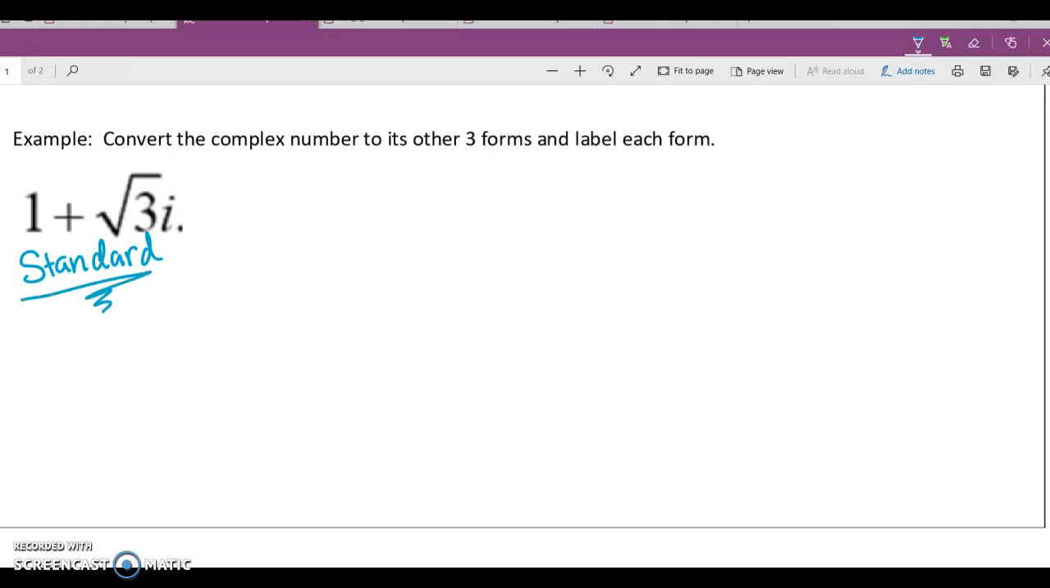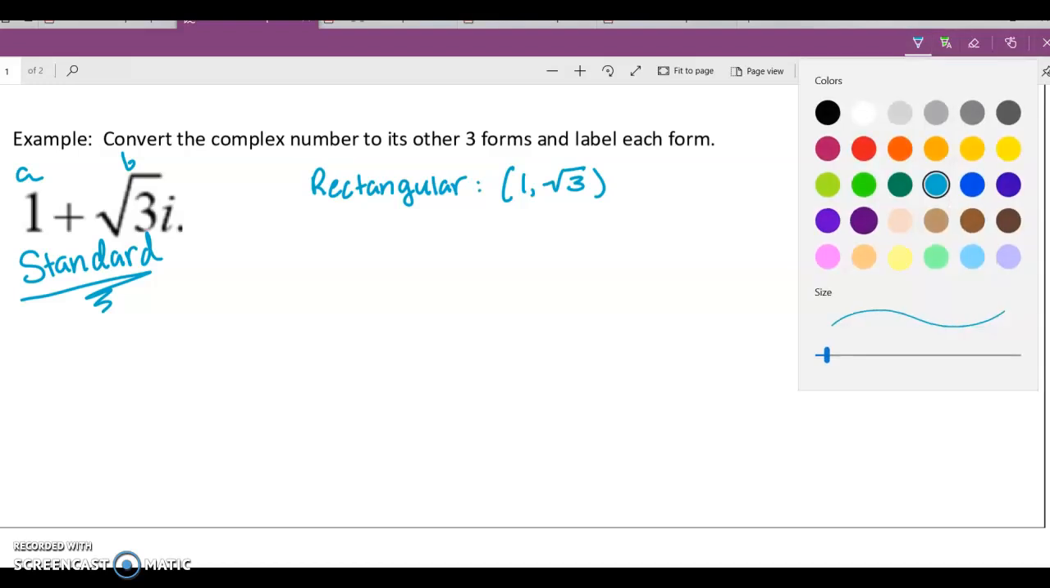Standard form. So first one, the one that's super easy to get to, is rectangular. So to get from standard to rectangular, remember all we have to do is rewrite. This is A, this is B. So we just have 1 comma square root of 3. See, I told you it wasn't that bad.